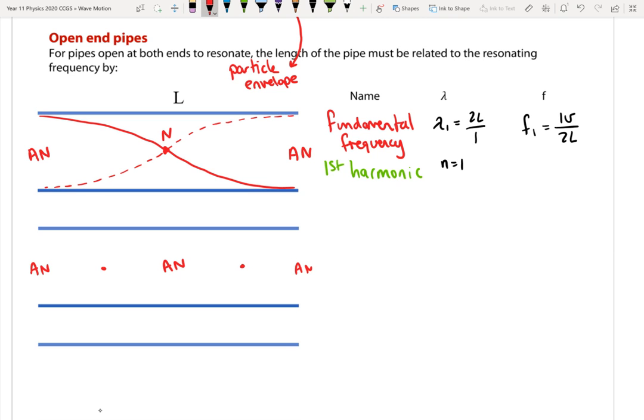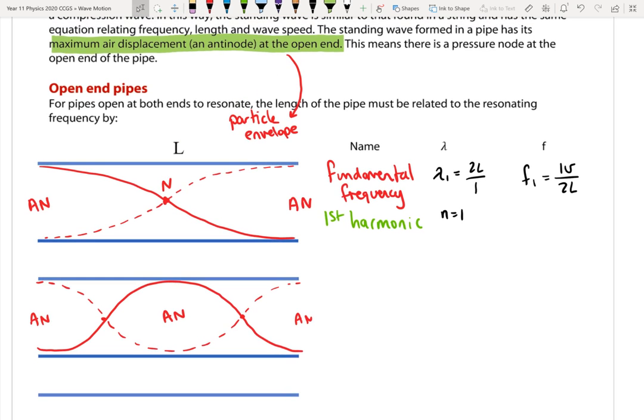So anyway, let's sketch what we've got here. This is just a weird way of drawing a wavelength. We don't tend to draw a wavelength like that. Oh, I'm going to try this one last time. There we go, that'll do. But that is one completed wave. We just tend not to draw it in that kind of way. Because the rule is that the end of the pipe must be a particle antinode.